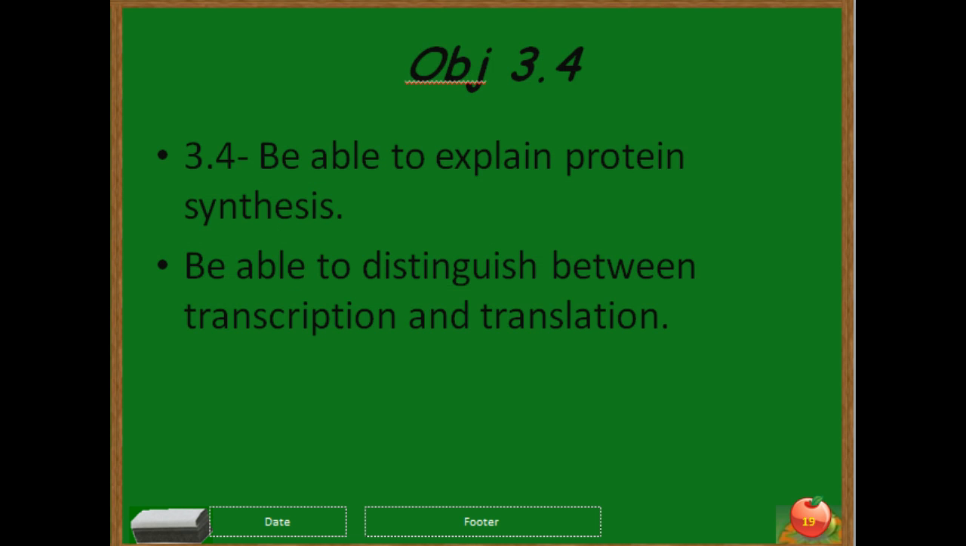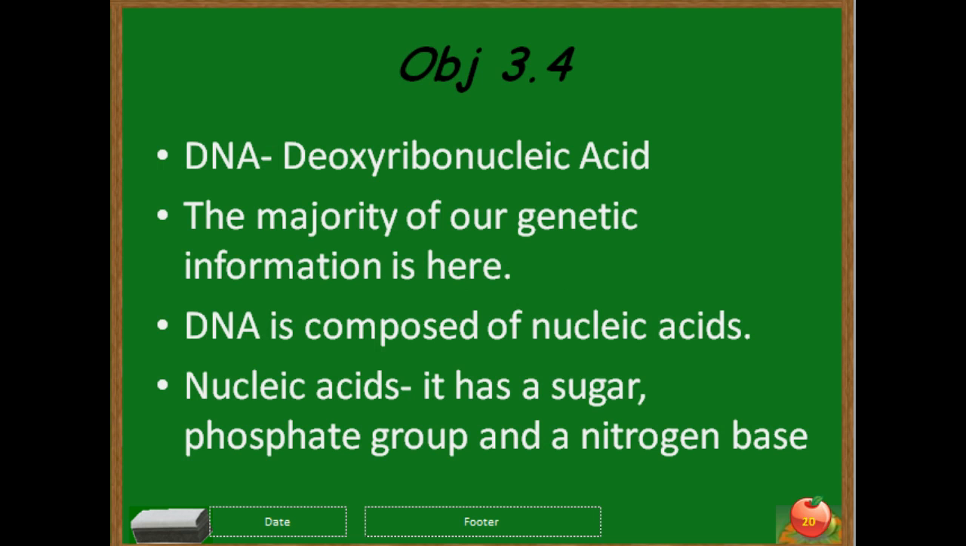All right, the next part is be able to explain protein synthesis and be able to distinguish between transcription and translation. DNA, very, very important. DNA is deoxyribonucleic acid, and this is where the majority of our genetic information is. It's composed of nucleic acids. It has a sugar, a phosphate group, and a nitrogen base. Remember, we saw the phosphate group before when we were looking at the plasma membrane. We saw the phosphate head and the fatty acid tail. So here we're seeing the word phosphate again.